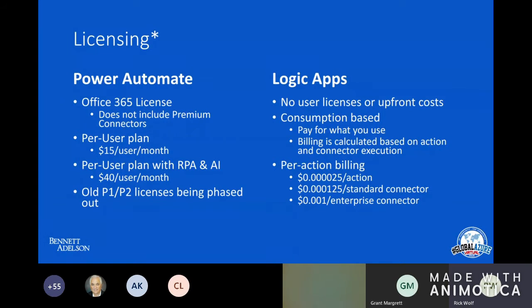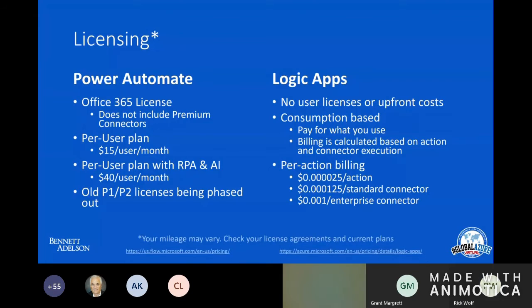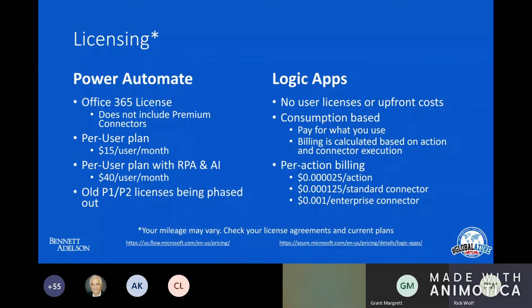It's about 12.5 cents per 1,000 standard connectors. And if you use the enterprise connectors for SAP or IBM, those are about $1 per 1,000 connectors. So very reasonably priced. And of course, as with anything licensing, your mileage may vary. So take a look at your license agreements and your current plans. Check the current pricing on Microsoft sites. As I said, the Power Automate licenses recently changed, so they switched over to the per user plans. So make sure you look at your current situation when you're trying to figure out pricing.